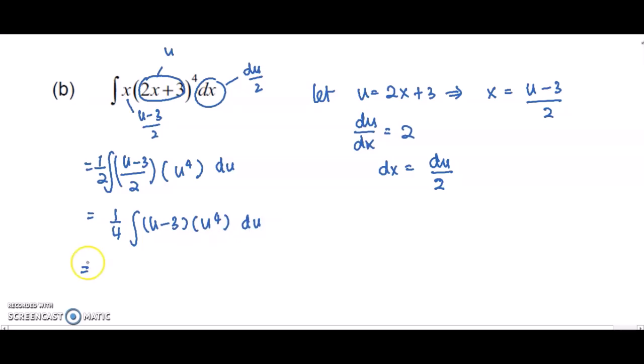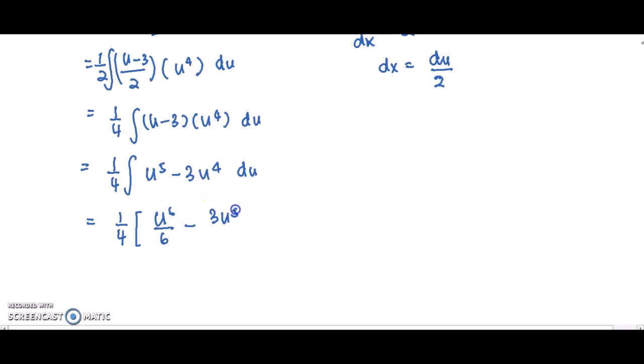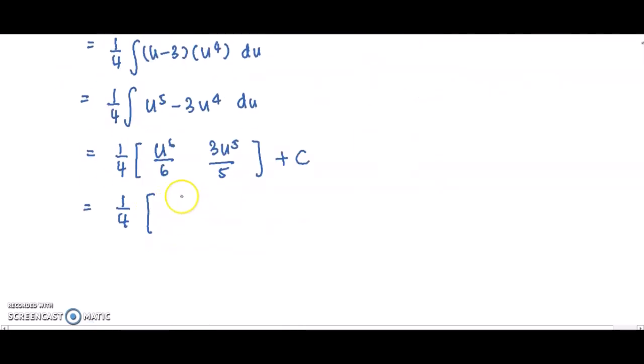You can see that now the function inside the integral can be expanded. You can expand it as u to the power of 5 minus 3u to the power of 4. Once you expand, you can see that the function is so easy to integrate. Integrate u to the power of 5, you get u to the power of 6 over 6, minus 3u to the power of 5 over 5, plus constant c again because this is an indefinite integral. And finally, we need to substitute back u as 2x plus 3.